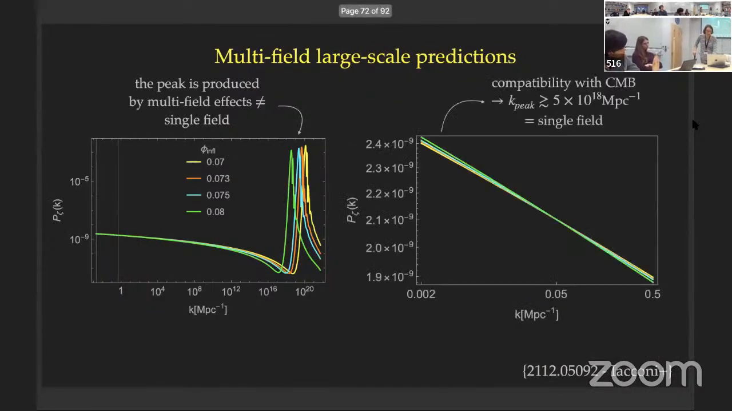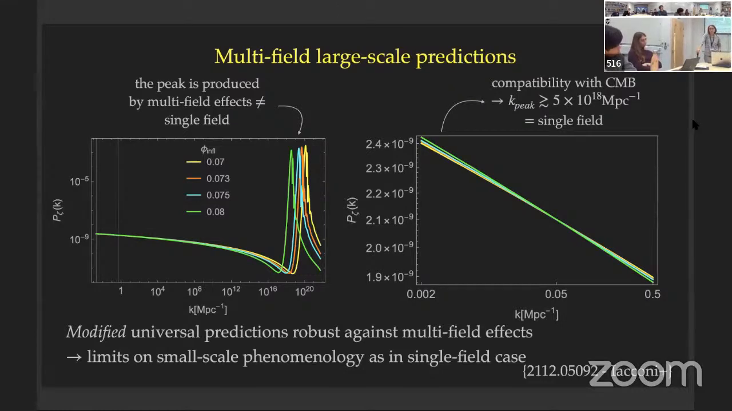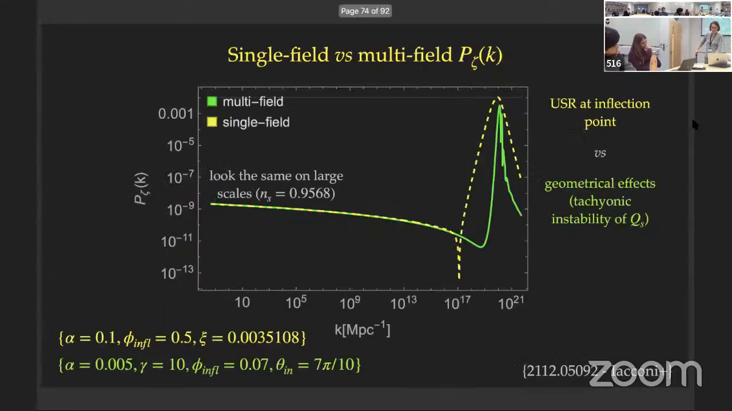And the peak enhancement is set by alpha and the initial value of the angular field. Now if we look at the large scale predictions, we find exactly the same thing that is going on in the single field case. We can vary the position of the peak by changing a parameter of the potential, but this will slightly change the scalar power spectrum on large scales, so it will change the tilt of the scalar power spectrum on large scales. And as we found for the single field, the modified universal predictions describe these results, and this limits the phenomenology on small scales exactly as in the single field case.